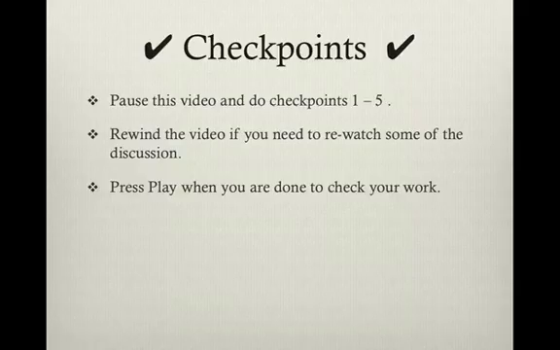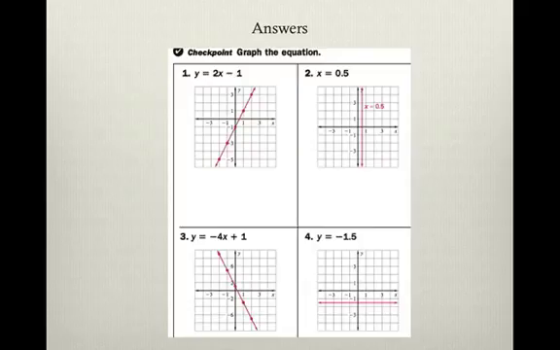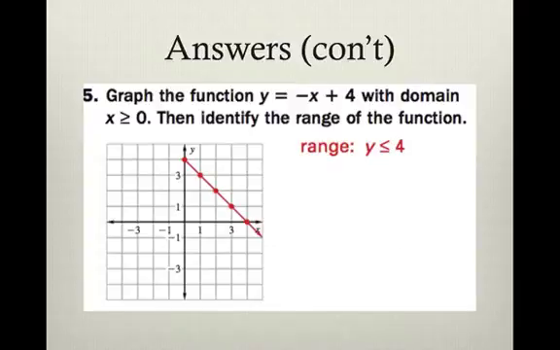Okay, checkpoint. Pause this video and do checkpoints 1 through 5. If you need some help, rewind the video, rewatch some of it. Press play when you're done so you can check your work. Okay, and that should have said 1 through 4. Okay, so check your work. If you have any questions, call a friend or ask me in class tomorrow. Oh, it did say 1 through 5. There it is, there's the 5th one.